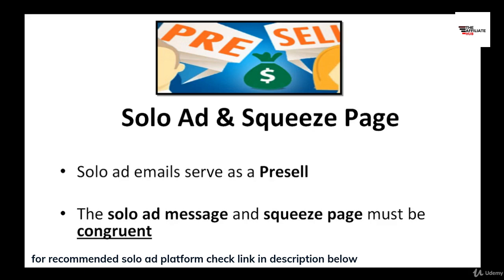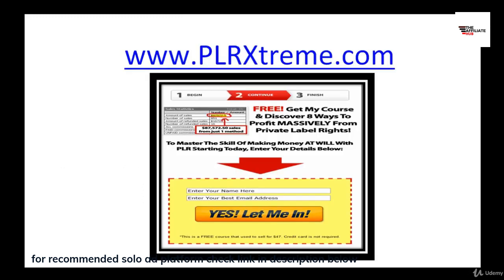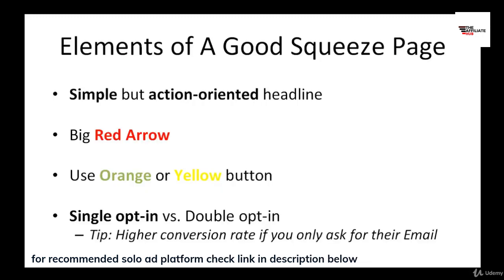As I've mentioned before, not everyone's going to join and be your buyers right away. Not many are going to buy up front, so you want to collect their email address for follow-ups. Here's an example of how a squeeze page looks. It's actually quite simple. If you go to www.plrextreme.com, you'll see a headline, a red arrow pointing down to an open box, and an orange or yellow button. The trick is to create a simple but action-oriented headline, using red color for the arrow and orange or yellow color for the button. These are the colors that are proven to have great conversion rates. You want them to act right now.